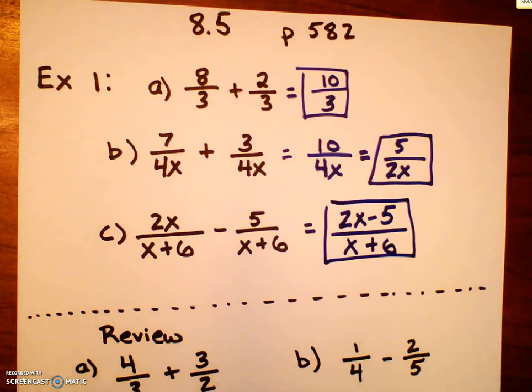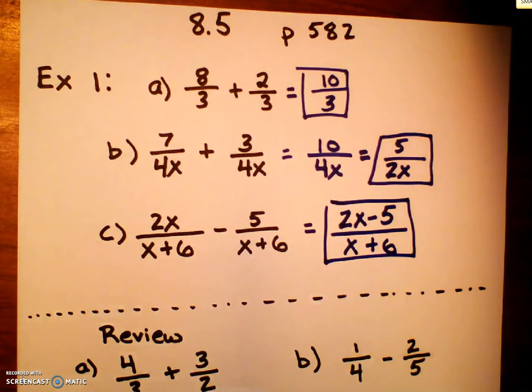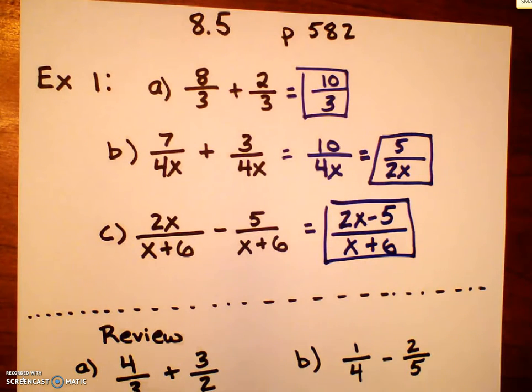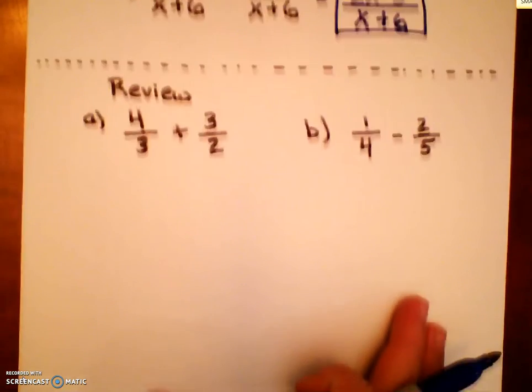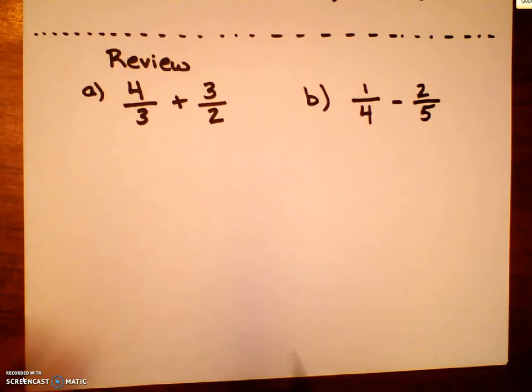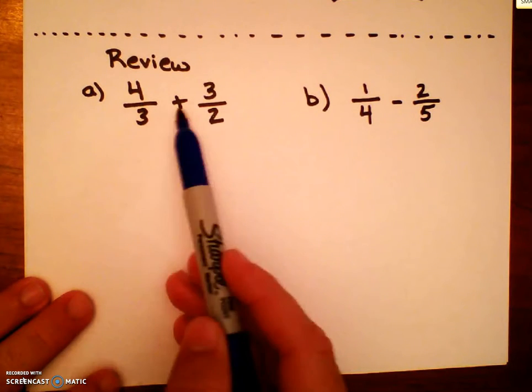Okay, so looking at some review problems before we get into the actual difficult part of this section, because in my opinion this is one of the hardest sections we'll do all year. Let's look at a couple review questions. We're going to do this without a calculator. So review question A says add 4/3 plus 3/2.